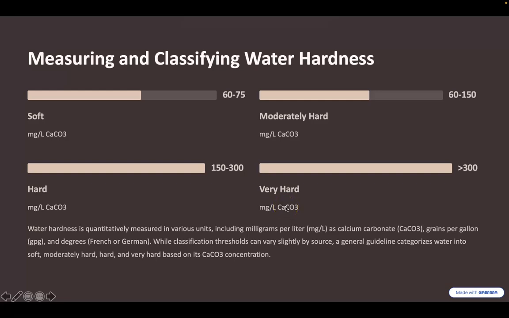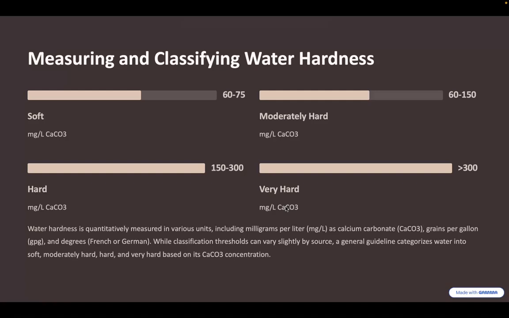So, measuring and classifying the hardness of water. Hardness of water can be classified into various types, whether it is very hard, or in a moderate range, or hard, or in a soft range. Soft water we can generally use for our domestic applications and also for industrial applications.